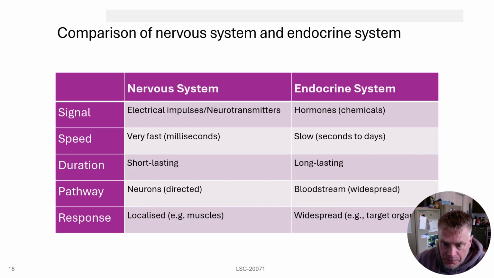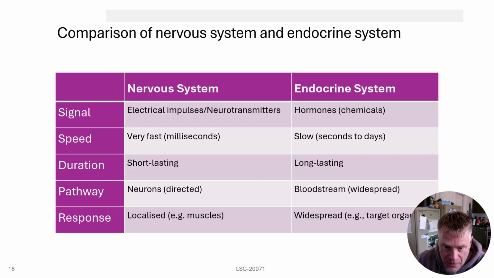Just to make it completely clear, I've presented that here now as a table comparing these two major signaling systems within the body. The nervous system signal is through electrical impulses, very fast, short-lasting. The pathway is through neurons, so it's very directed. It'll go according to where the neuron goes, and the response will be more localized. For example, you might have something going on in the muscles.